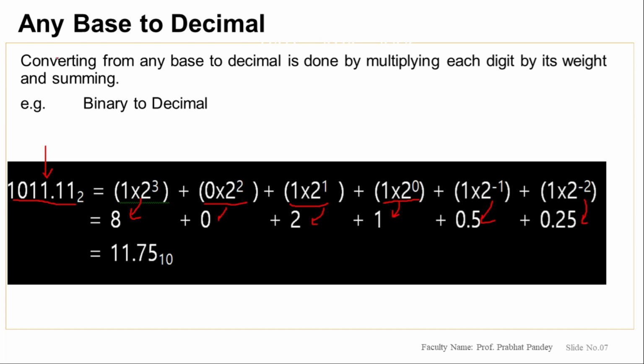This is the second procedure, in which we convert any base to decimal. Remember this, any base to decimal. If we have octal, we need to multiply by 8 here. In place of 2 we need to write 8.